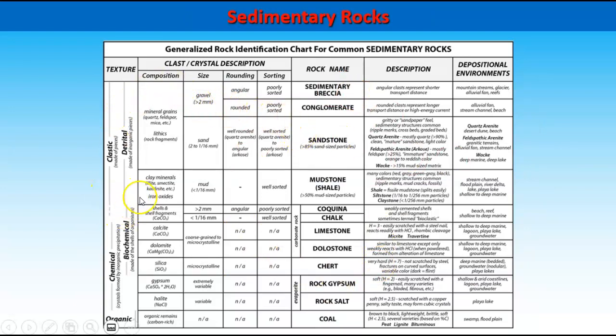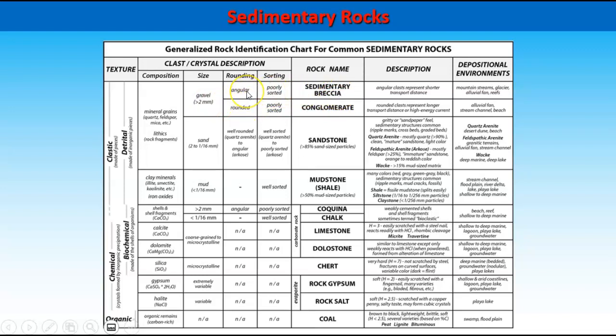But if you look at this chart, just like for igneous rocks we had a chart, the clastic rocks are just these four right here. There's a breccia, a conglomerate, a sandstone, and a mudstone. We could also call it a shale. But it's based on this size designation that I showed you earlier. If there's any pieces that are greater than 2 millimeters, it's got to be one of these two. How do we know the difference?